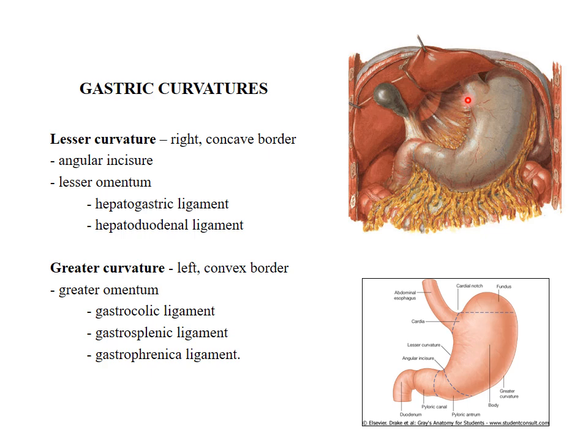The stomach has two borders, right border and left border. The right border is concave. Its name is lesser curvature. It has two parts, vertical descending and horizontal part. Between these two parts is the angular notch or angular incisure. A plane which passes through this angular incisure separates the body from the pyloric portion.